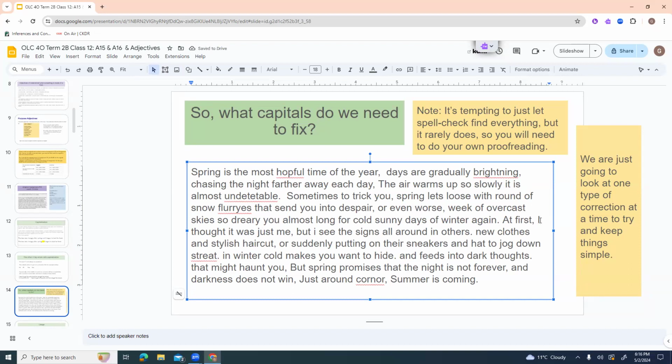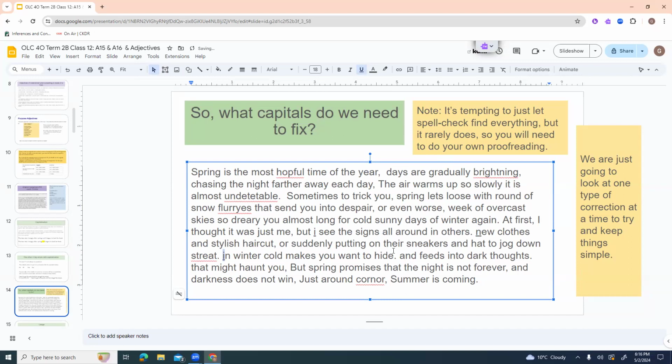"But I see the signs all around in others." For right now, I'm just going to underline things that need to be changed. "I see the signs all around in others. New clothes." I don't know if that's really the beginning of a sentence. Right now it is, but I would want to check that. "And a stylish haircut or suddenly putting on their sneakers and hat to jog down street. In" — it's the beginning of a sentence, so it should be a capital.